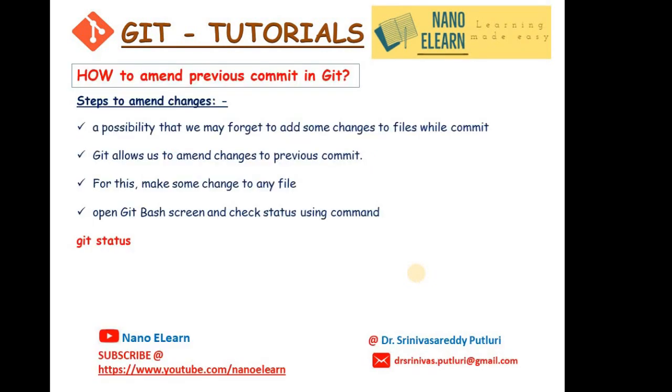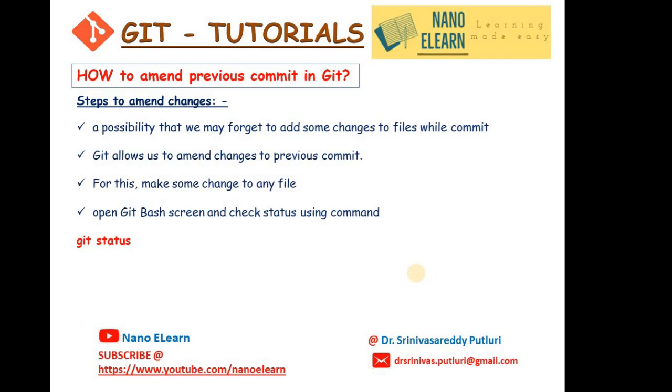Let's get started. How to amend previous commit in Git. These are the steps we need to follow to amend changes in Git. At times, there is a possibility that we may forget to add some changes to the files while commit. Also, after the commit, one may feel that the commit message might have been more precise or appropriate. Then, no need to worry, Git allows us to amend changes to the previous commit.